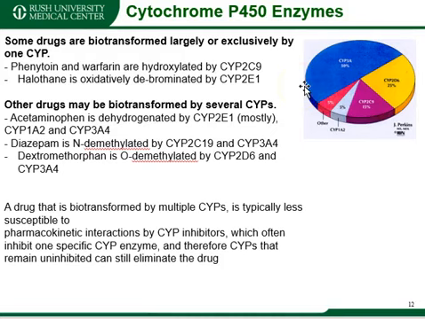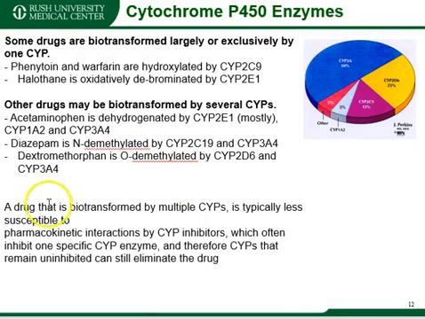You'll go crazy. Other drugs can be biotransformed by several CYPs. There are major metabolic pathways here. Acetaminophen, for example, undergoes dehydrogenation by CYP2E1, but also has activity with CYP1A2 specifically, and CYP3A4. Likewise, diazepam and dextromethorphan have affinity with other CYP enzymes.